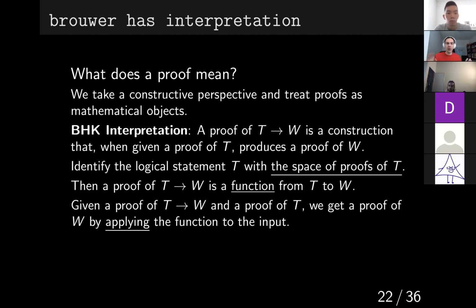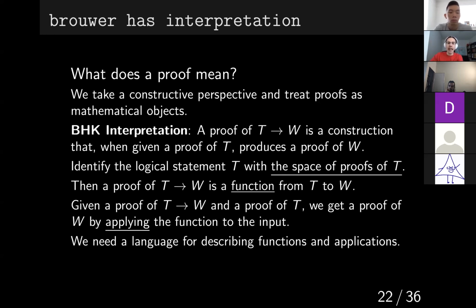So now what about the implication elimination? Well, if I have a proof of T implies W and I have a proof of T, then I can get a proof, where I think of a proof as a concrete mathematical object, by evaluating the function, by applying the function to the inputs. And so what we need is a language for describing functions and applications.